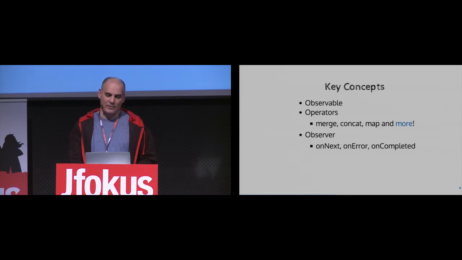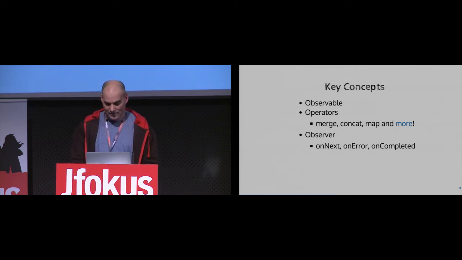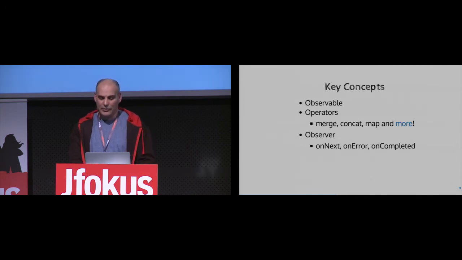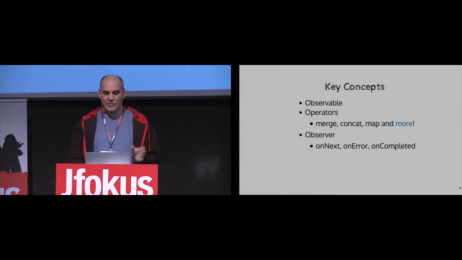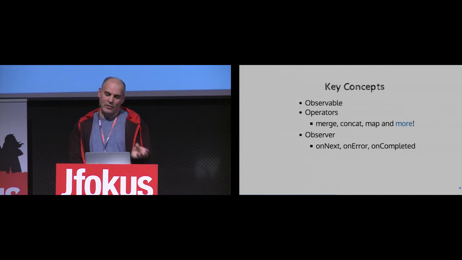Then another key concept is the observer, and the observer will have three different handlers. As the observable emits values, we can subscribe to them with these separate functions. If we receive a new value, that will be handled on next. If there is an error, we can handle that on error. And then obviously we can stop the stream, because that means we are not expecting more values. So we can say, okay, we are done, and we can trigger that and handle it on the other side as a consumer in onCompleted.